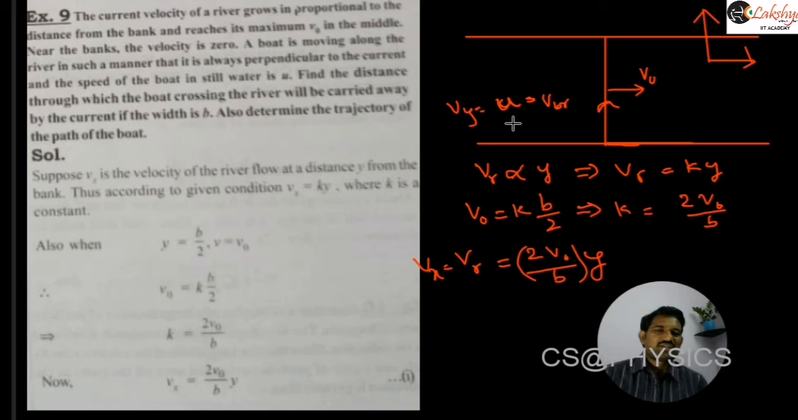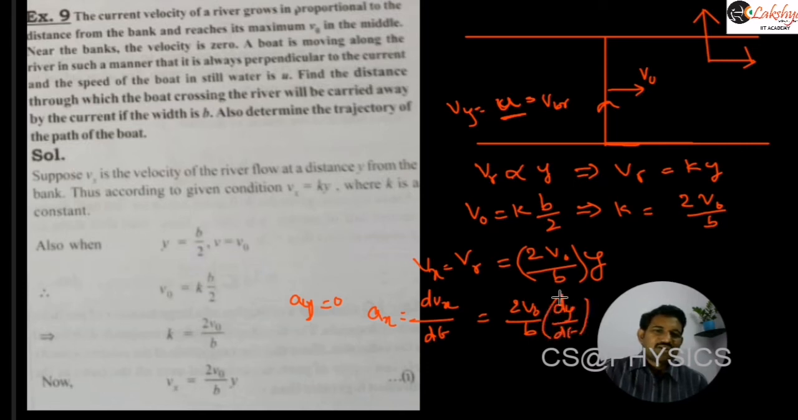From this it is clear that there is no acceleration along the y direction because it is a constant value. So what I can write here is that the acceleration along the y direction is 0, right? And now let us observe the velocity along the x direction. It is not constant here, it is a function of y. So let us differentiate this value. I am writing dvx by dt, which is nothing but our acceleration along the x direction. You can write this as 2v0 by b into dy by dt, right?